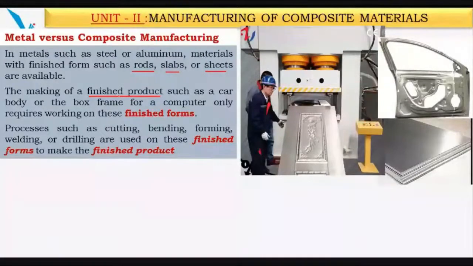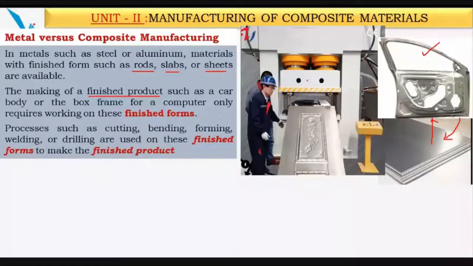For example, this is a car door. How is this made? It is made from these metal sheets, by using a die and punch. Using a hydraulic press or mechanical press, these are simply punched into the desired shapes. So that is forming. This is a finished product, obtained from these finished forms, which are ready-made available.